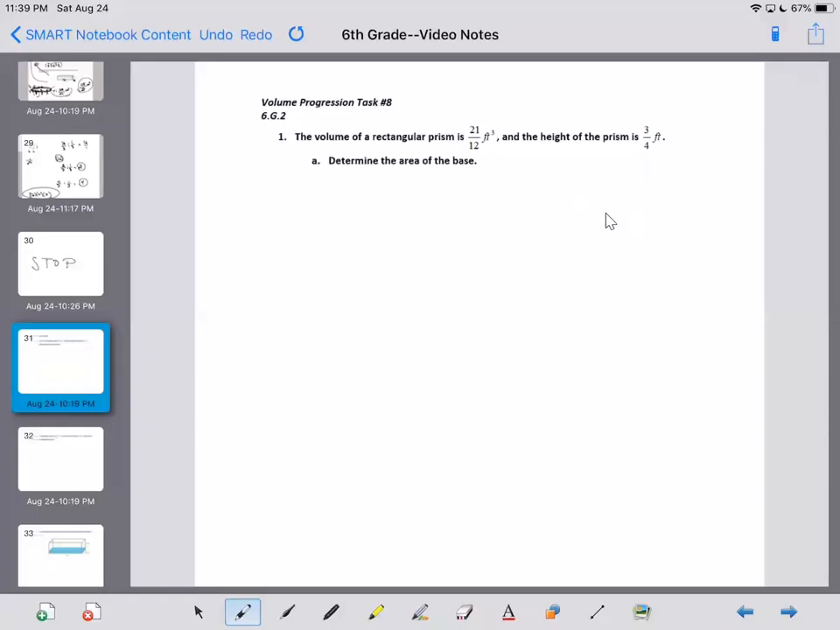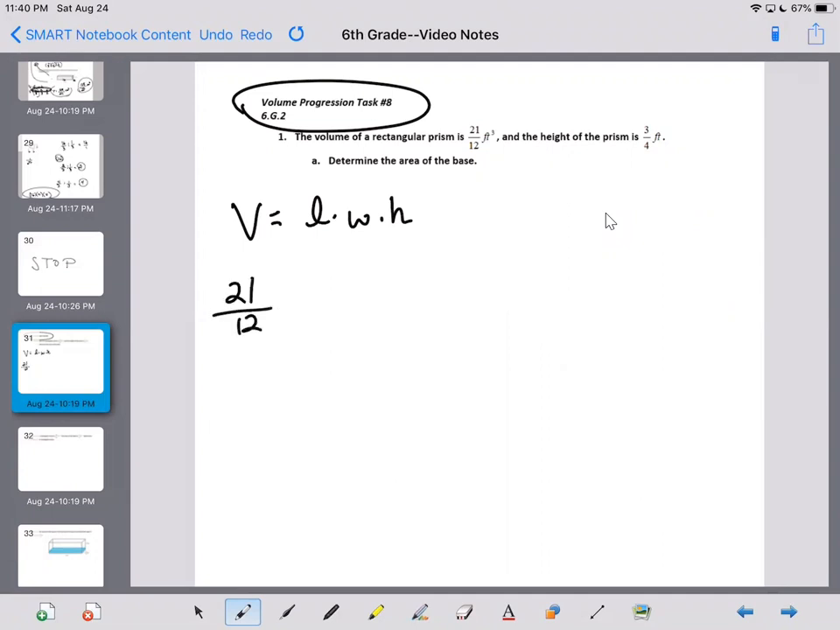So this is part 2 of the 6th grade Geometry Standards video series, and we'll look at task number 8, where we're dealing with, again, the volume of a rectangular prism, but I'm actually giving you the volume this time. So we've got volume equals the length, width, and height. So the volume of the prism is 21/12 cubic feet.